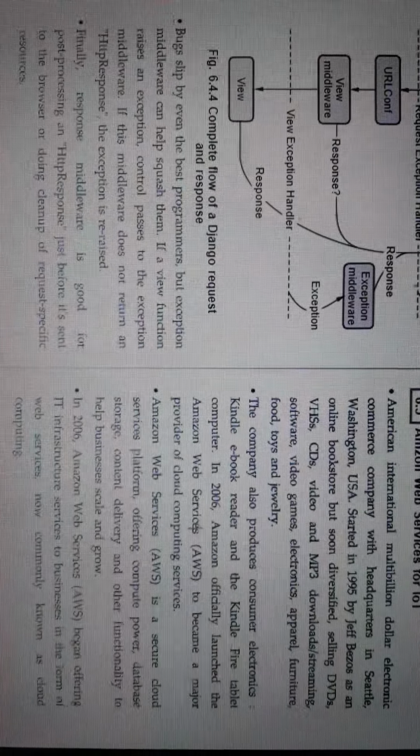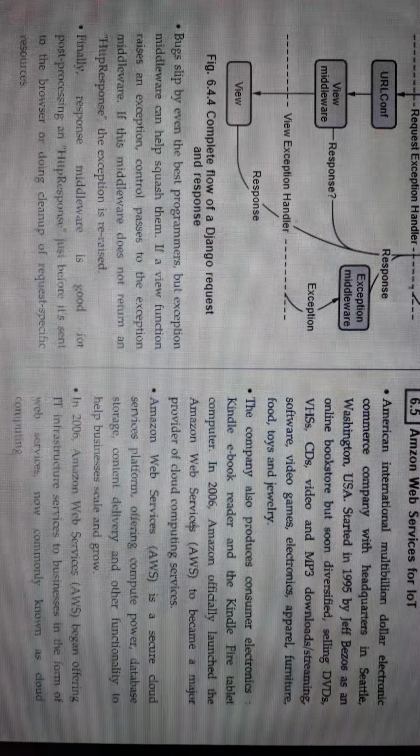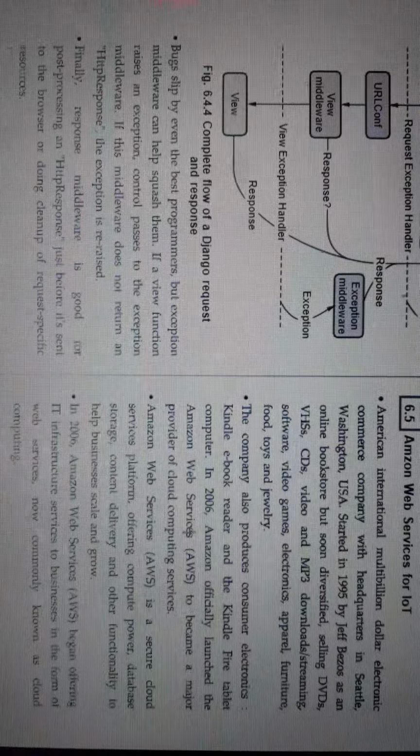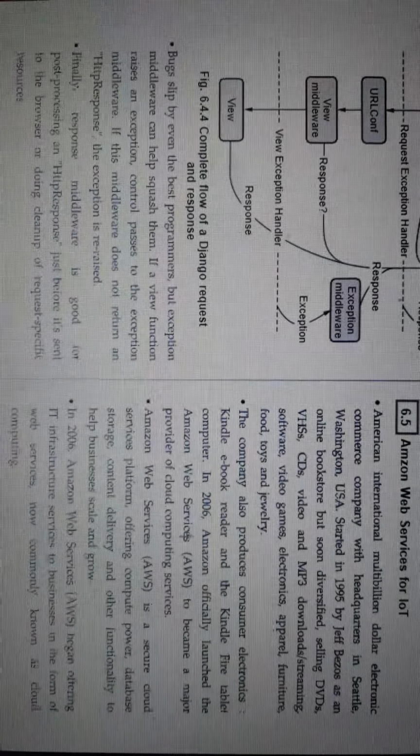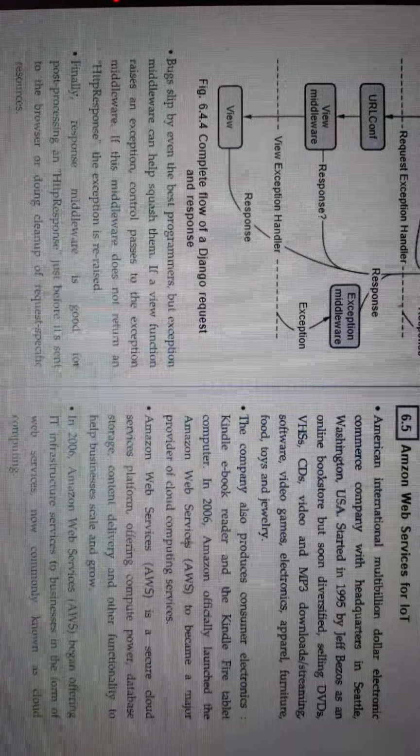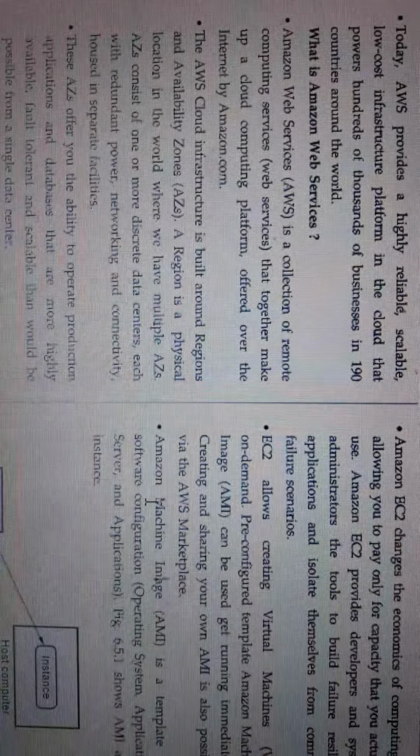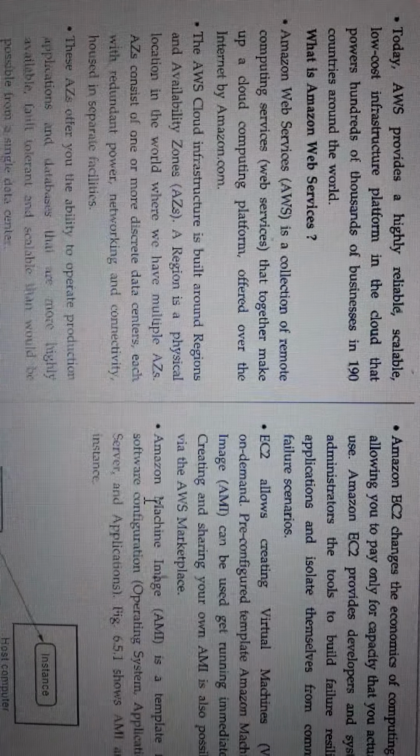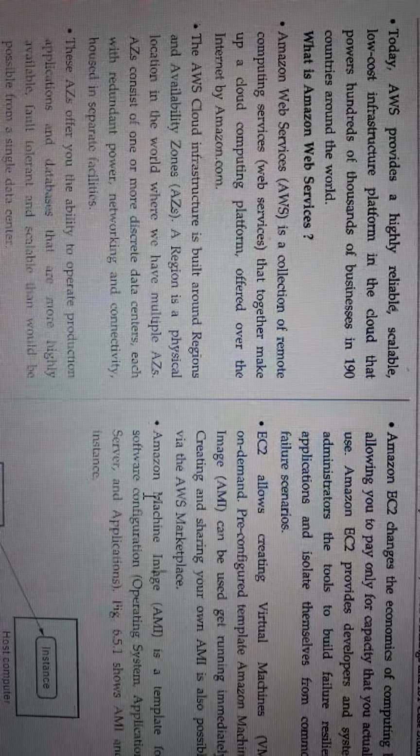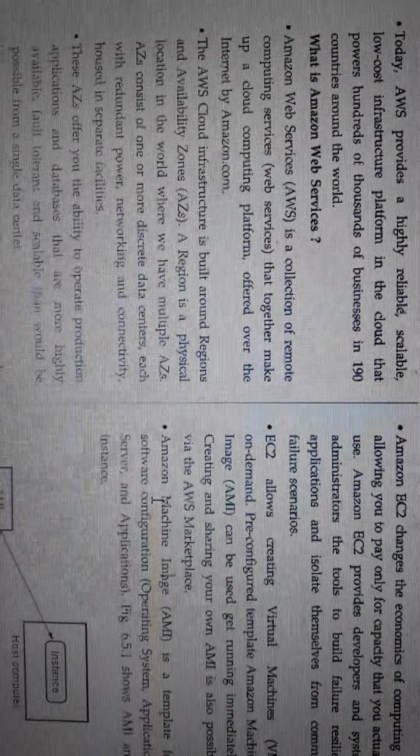Amazon Web Services is a secure cloud services platform offering compute power, database storage, content delivery, and other functionality to help businesses scale and grow. In 2006, Amazon Web Services began offering IT infrastructure services to businesses in the form of web services, now commonly known as cloud computing. Today, AWS provides a highly reliable, scalable, low-cost infrastructure platform in the cloud that powers hundreds of thousands of businesses in 190 countries around the world.